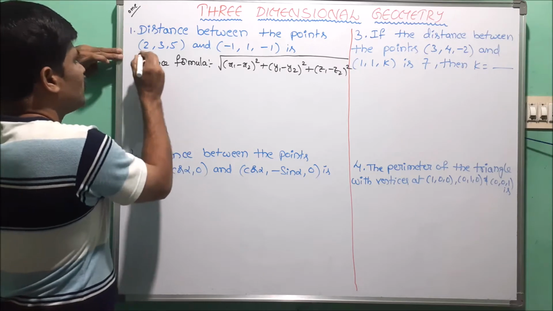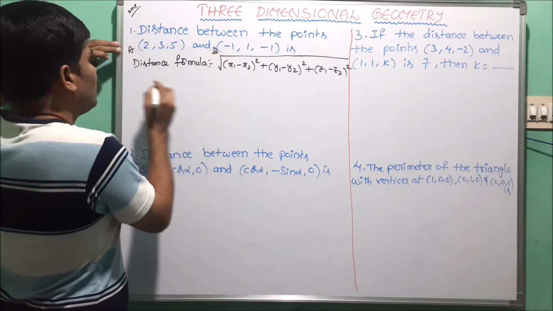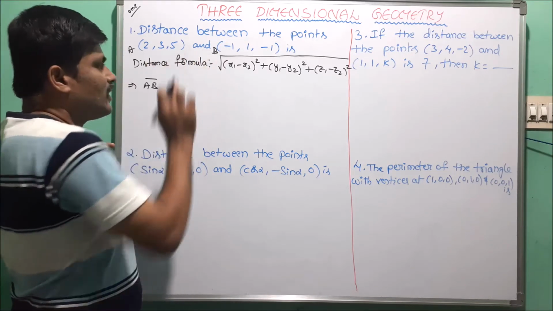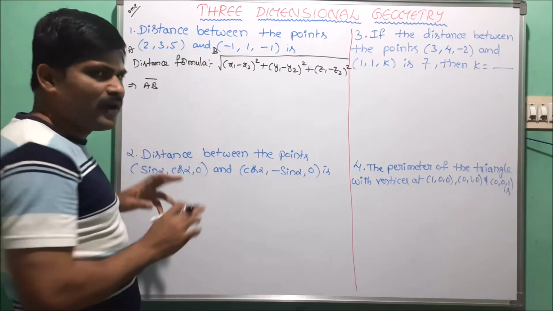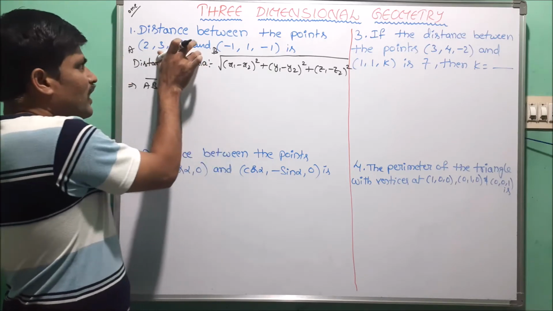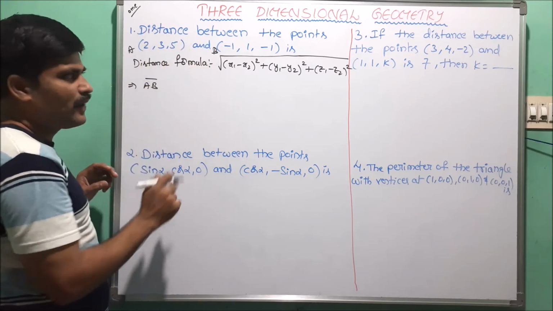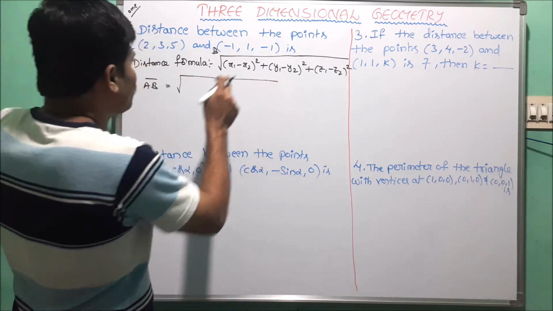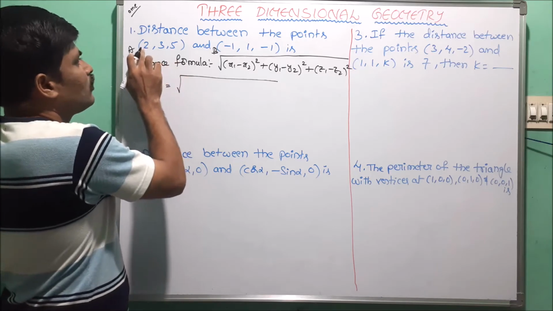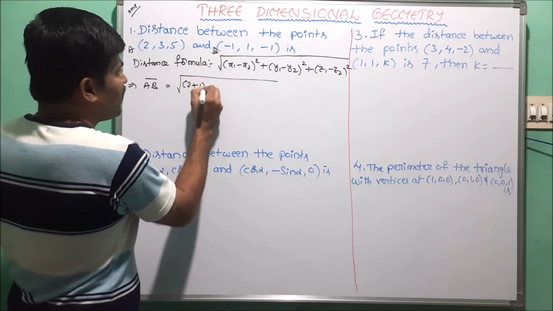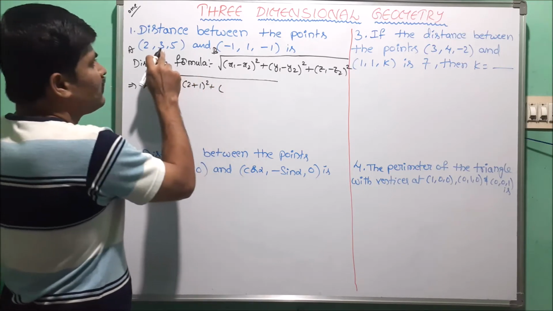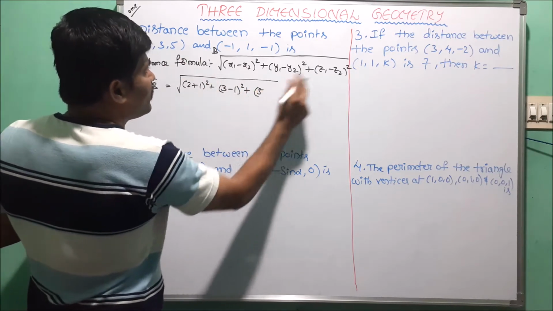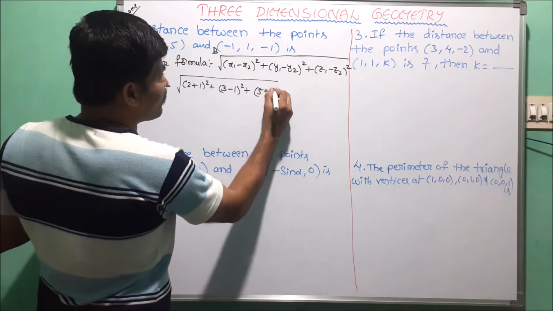Let the points be A and B. To find the length of AB, or the distance between the points A and B, it is denoted by AB equals square root of, and in that we substitute the given points. Now x1 2 minus of minus 1, plus 1 whole square, plus y1 3, y2 1, so 3 minus 1 whole square, plus z1 5, z2 minus 1, 5 minus of minus 1, plus 1 whole square.